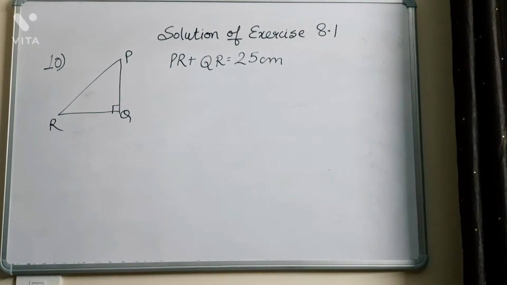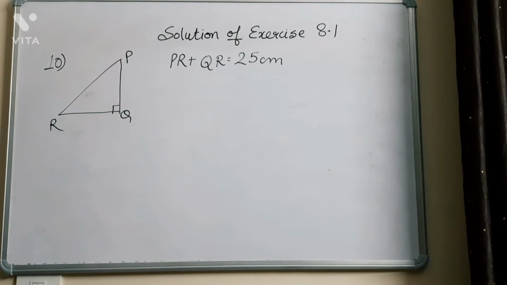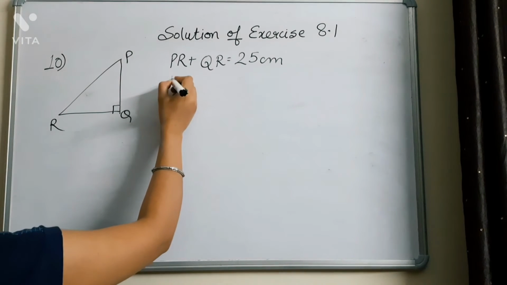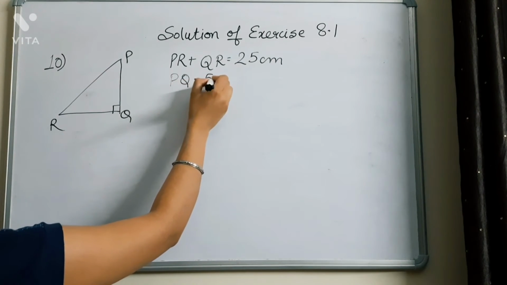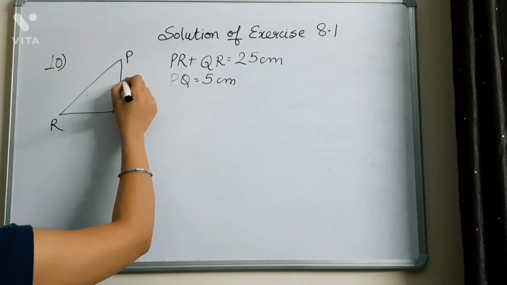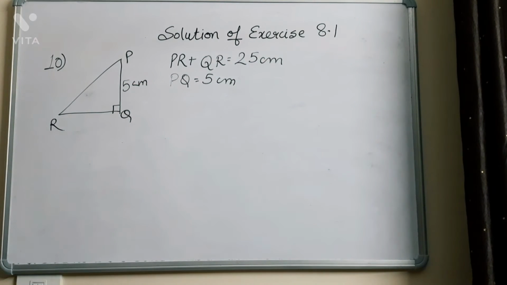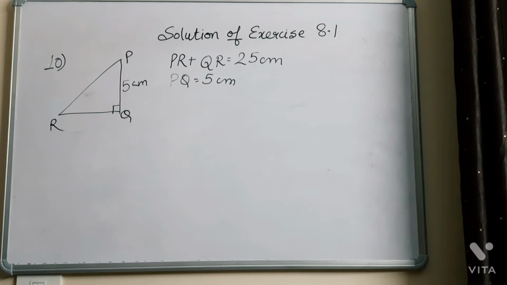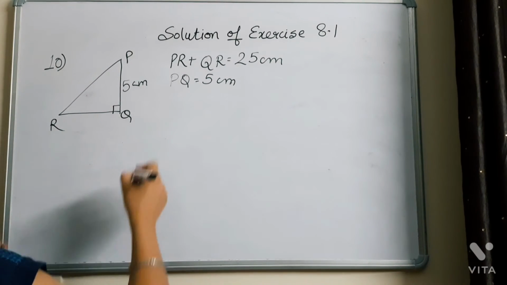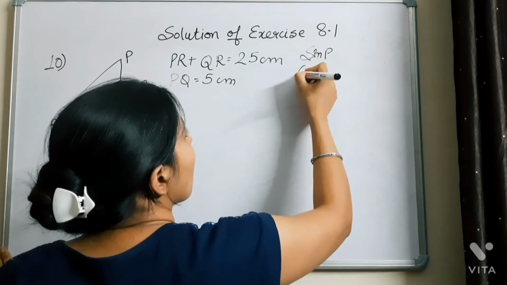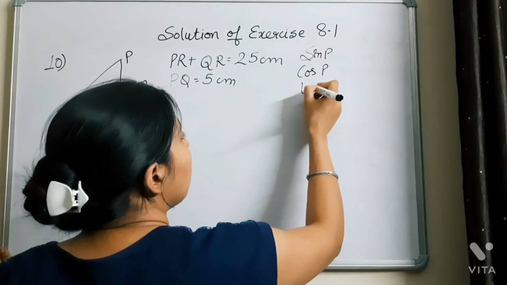I am just writing the data that is given in your question only. And you are given that PQ is equals to 5 centimeter. Fine. So I am writing here PQ is equals to 5 centimeter. So this side PQ will be 5 centimeter. And you have to determine the value of sin P, cos P and tan P. So you have to find the value of sin P, cos P and tan P.